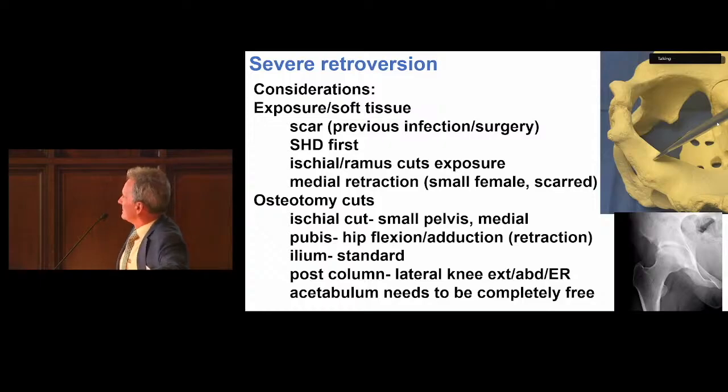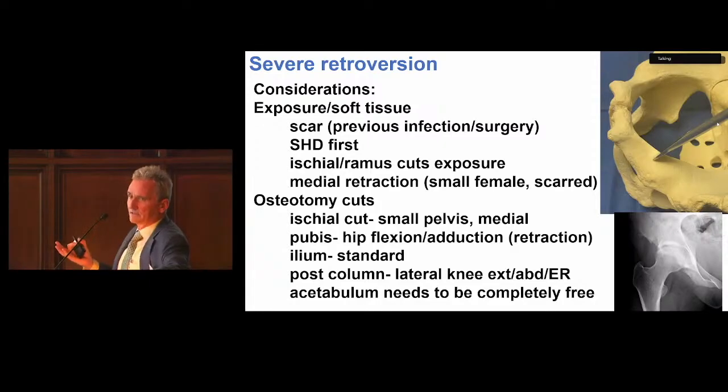Again, kind of a tough ischial cut here. The pelvis is very deformed. We're going to have to get way medial and be careful because of the small size of the pelvis and the distortion of the pelvis. Again, flexion, adduction for a ramus cut. Standard ilium cut, posterior column cut.